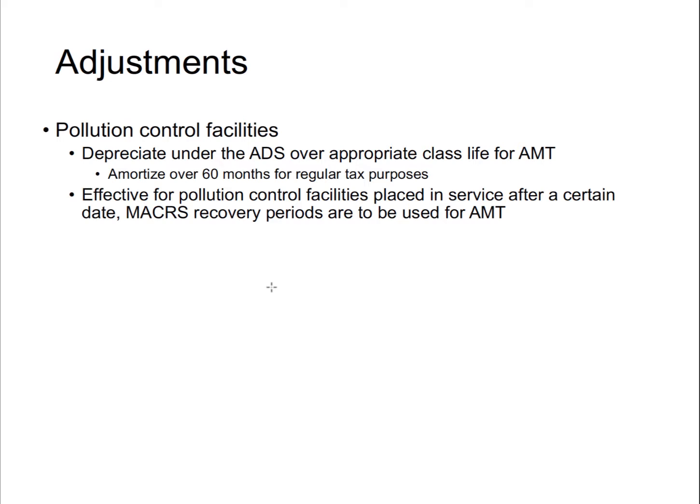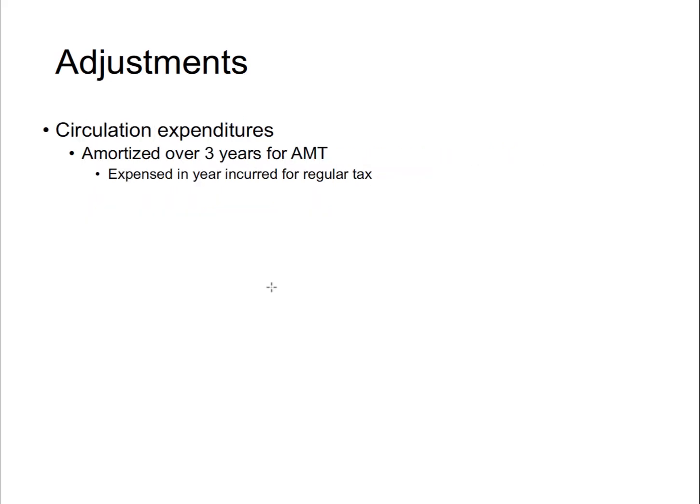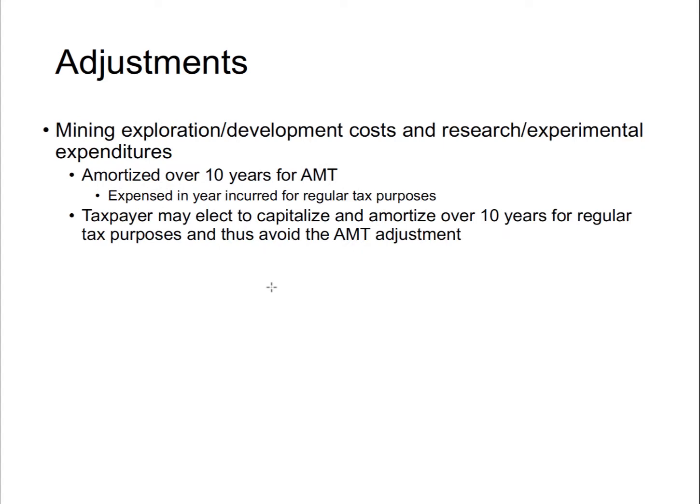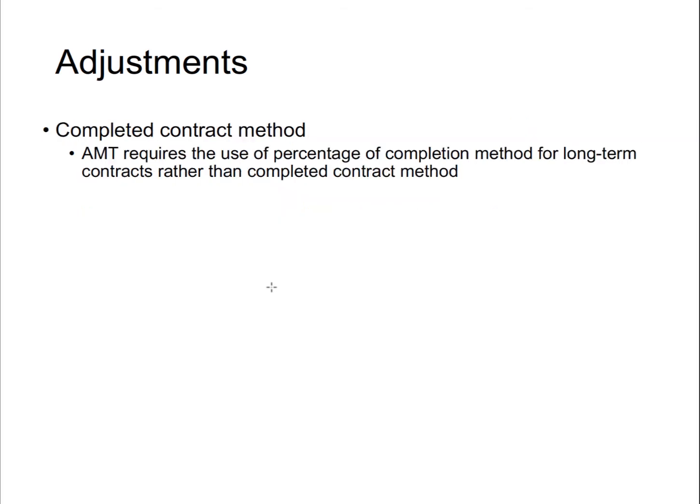Pollution control facilities have some special rules that relate to depreciation and pollution control facility recovery in general. Circulation expenditures have a special rule to be added or subtracted. Again, we're talking about temporary items. Circulation expenditures deal with periodicals like newspapers and magazines, items that are published frequently in a normal subscription-type service. Mining exploration and development costs, and research and experimental expenditures, are also adjustment items that have to be adjusted when calculating AMTI.